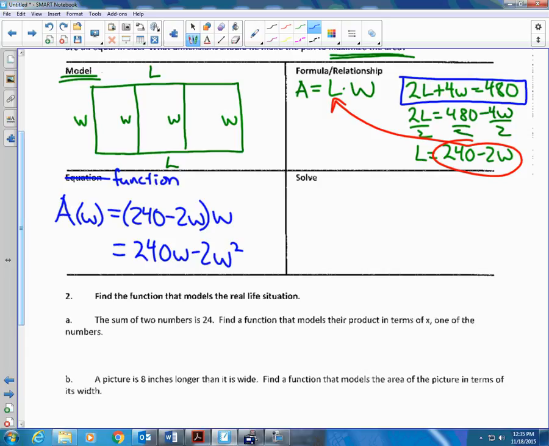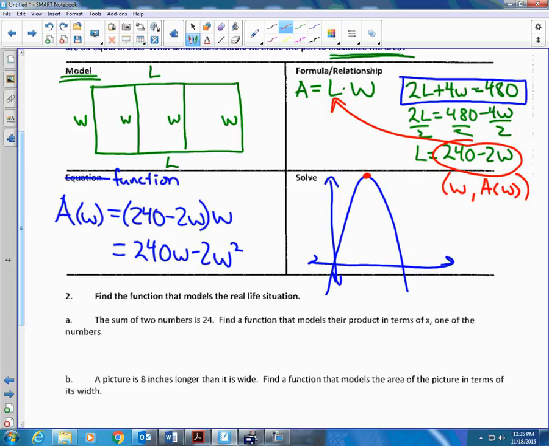Think about it, folks. What kind of shape does that make? Right side up or upside down? If it's upside down, does it have a maximum or a minimum? It has a maximum. And at what point does the maximum occur? What's that called? The vertex. It will have a location of W and A of W, W being the width, A of W being the area at that given width.